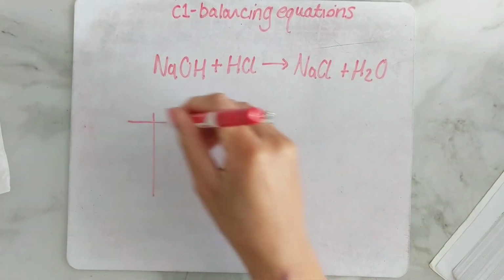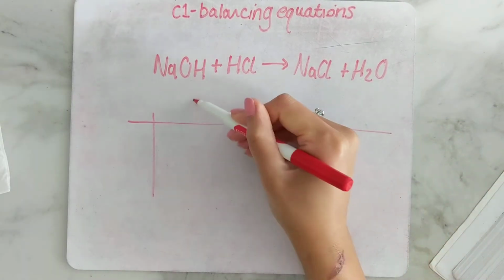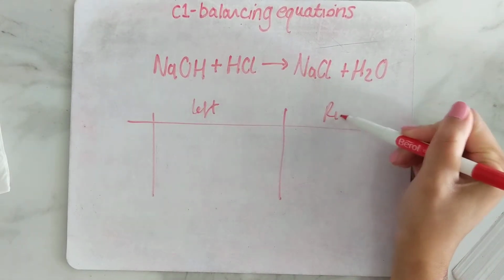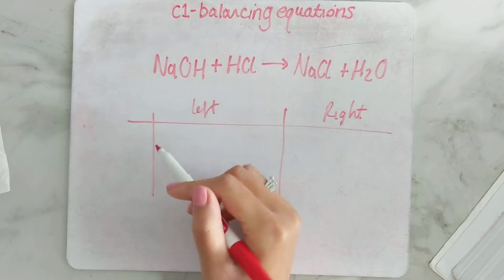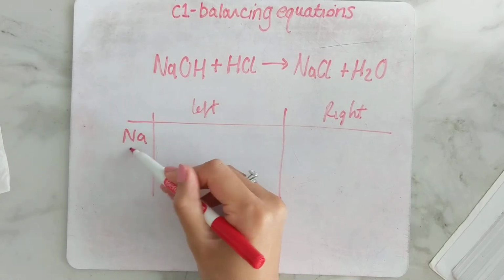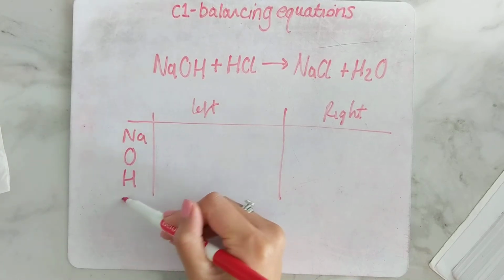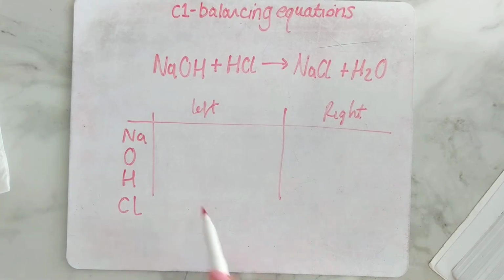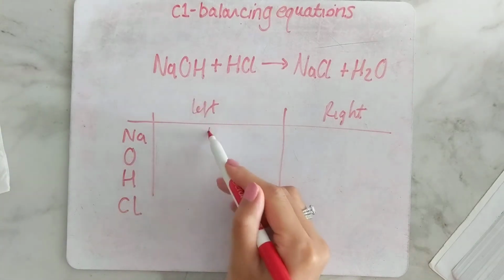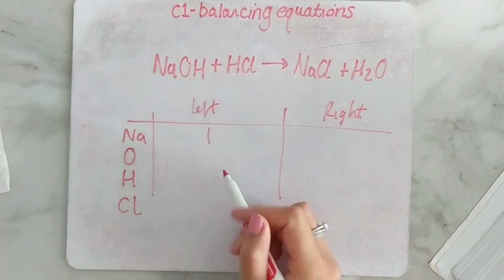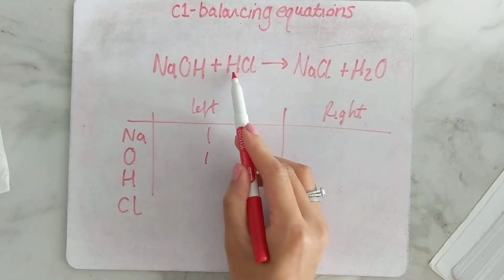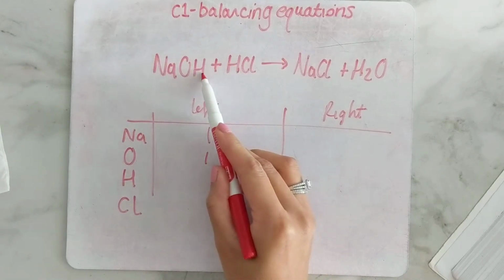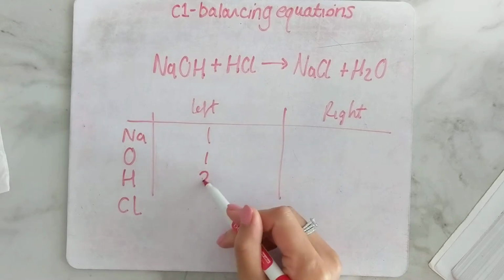Okay, let's draw my table. Left, right. Let's write the elements in. NaOH, Cl. Okay. How many Nas on the left? 1. How many O's on the left? 1. How many H's? 1, plus this one is 2.